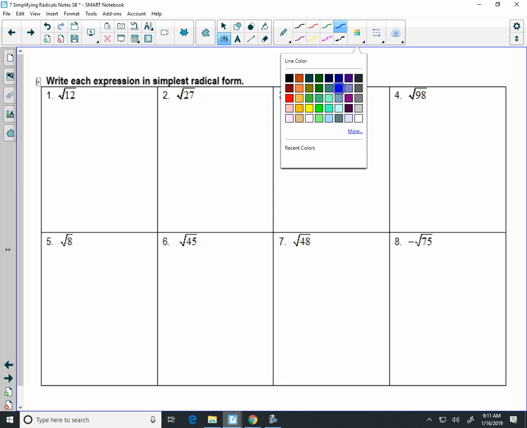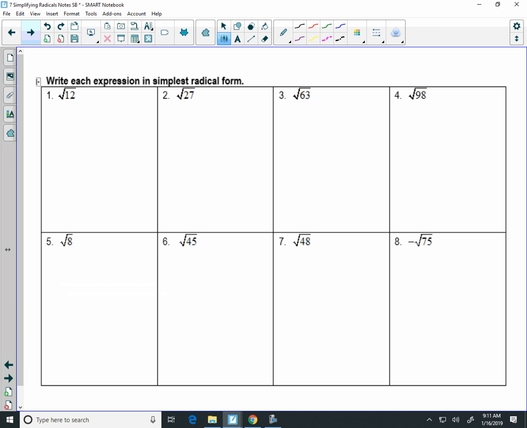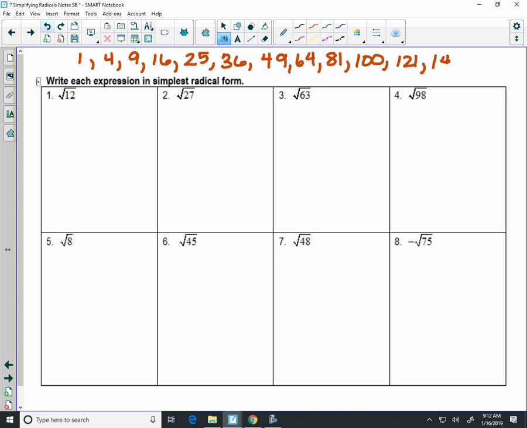Okay, let's do some practice. I'm going to rewrite that perfect squares list right up here so we can reference it. You definitely don't have to do that because you have it at the top of your page. But it was 1, 4, 9, 16, 25, 36, 49, 64, 81, 100, 121, 144, 169. Okay, there's our perfect squares list.